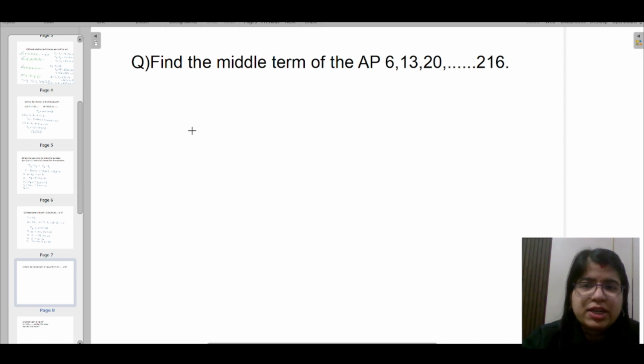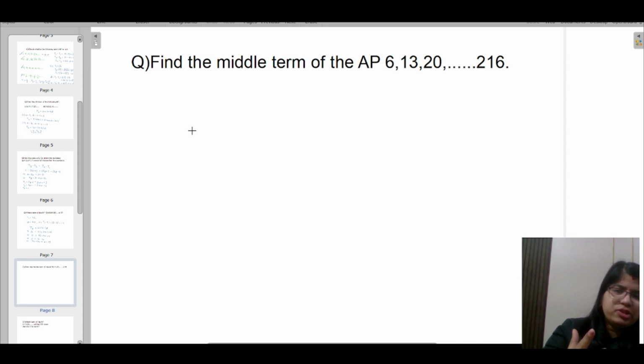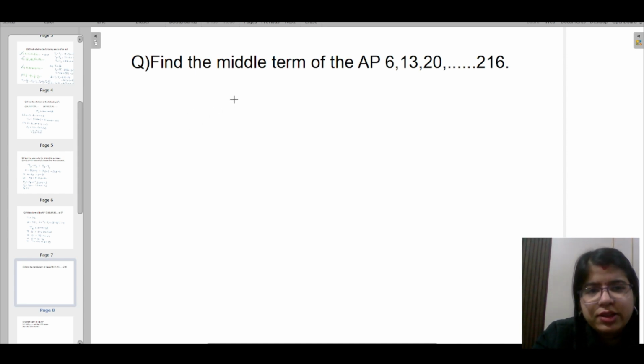Now students, it's telling us to find the middle term of this AP. This AP is given and we have to find the middle term. How are we going to find it? Firstly we will find the total number of terms. Suppose I have 5 terms, then the middle term will be the third term. How do we get it? 5 plus 1 by 2, which is 6 by 2, which is equal to 3. So when the number of terms is odd, we calculate n plus 1 by 2.